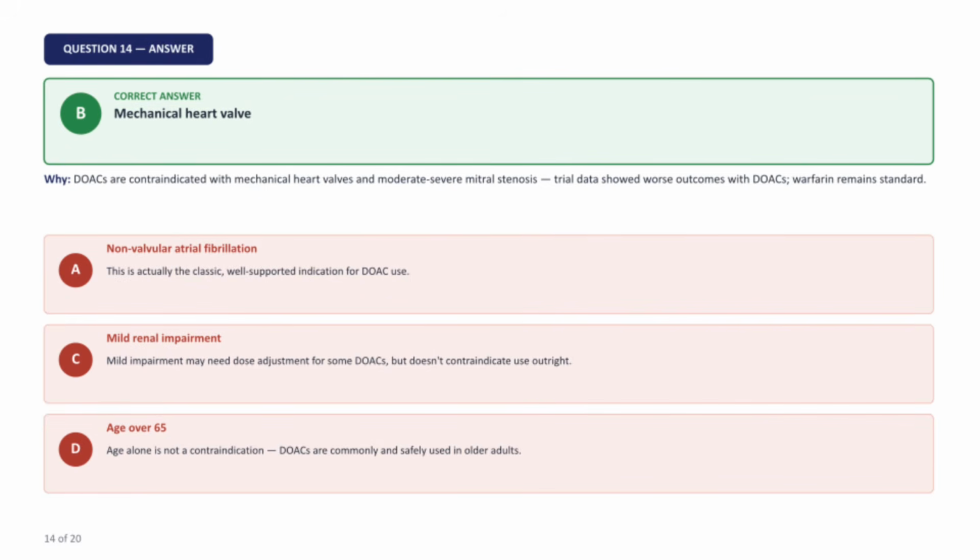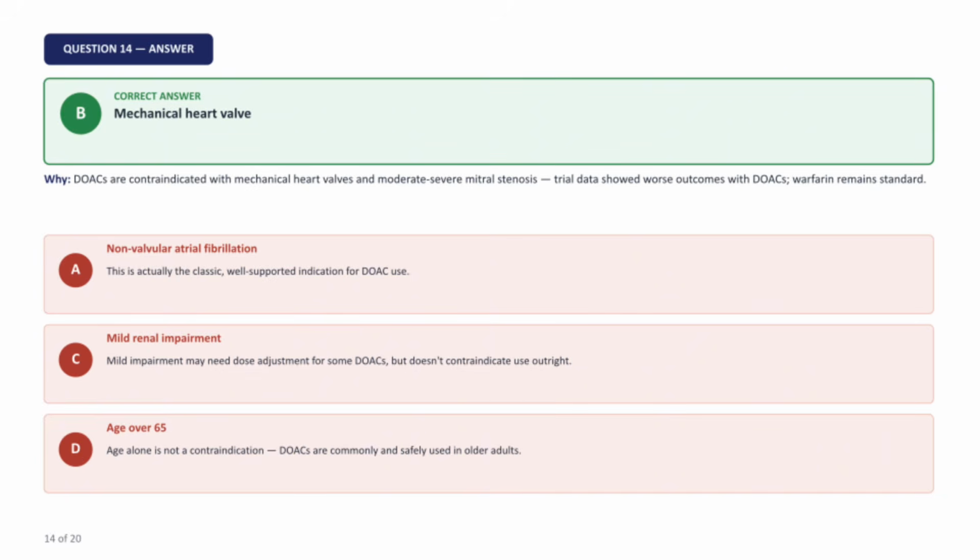The correct answer is option B, mechanical heart valve. Direct oral anticoagulants are contraindicated with mechanical heart valves and moderate to severe mitral stenosis. Trial data showed worse outcomes with DOACs. Warfarin remained standard. Now, why isn't A correct?